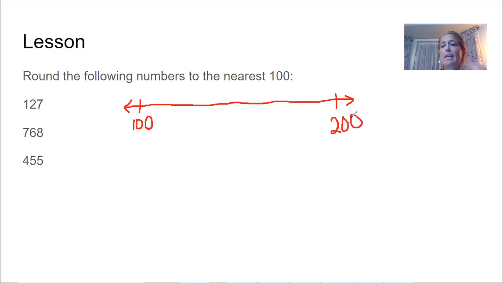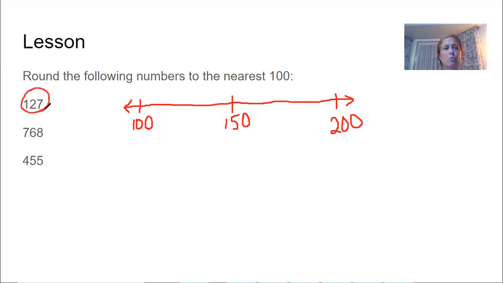Now, when we were doing tens, and if we were doing tens between 50 and 60, the midpoint was 55. Well, when we're doing hundreds, it's much the same. Between 100 and 200 would be 150. Okay, so between 0 and 100 would be 50. Between 100 and 200 would be 150. Between 200 and 300 is 250, and so on. So it is much like when we were looking for that midpoint with tens. Now we are doing hundreds. So the midpoint between 100 and 200 is 150.